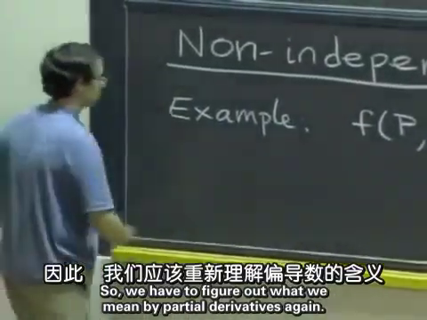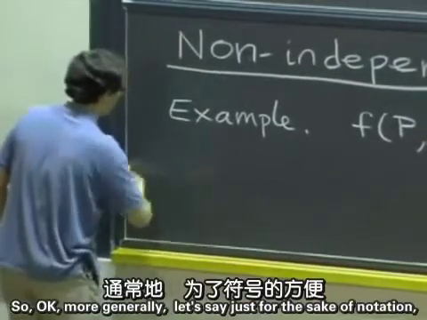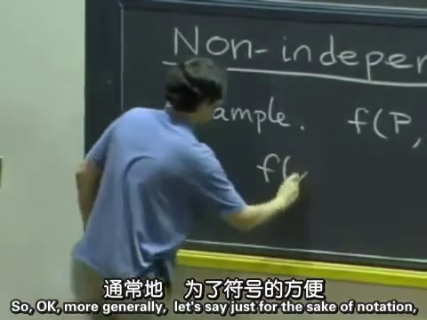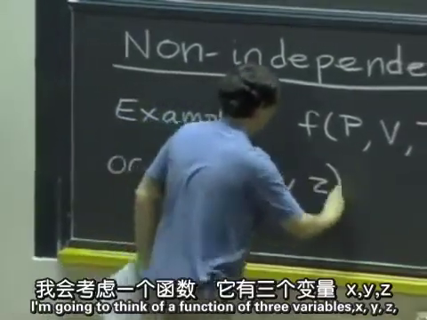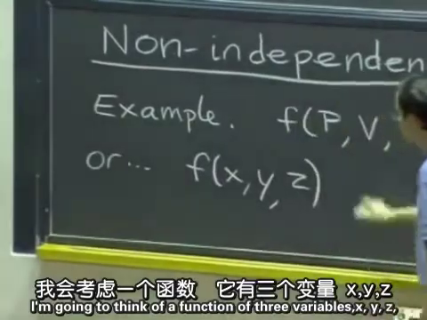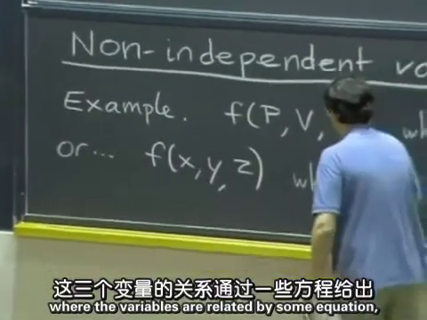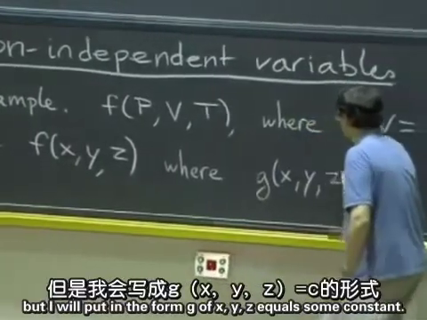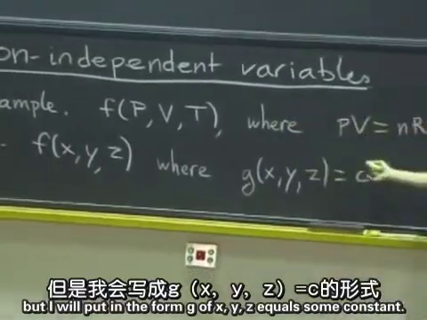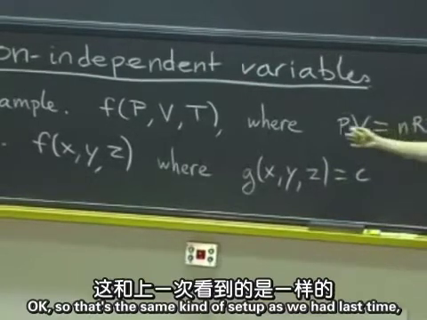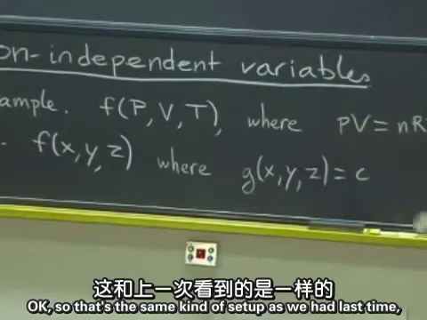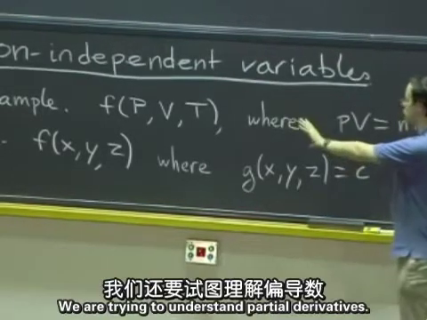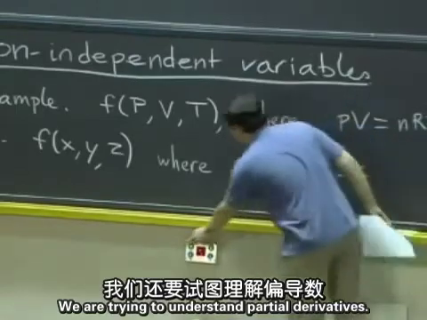Okay, I mean, more generally, let's say just for the sake of notation, I'm going to think of a function of three variables, x, y, z, where the variables are related by some equation that I will put in the form g of x, y, z equals some constant. Okay, so that's the same kind of setup as we had last time, except now we are not just looking for minima and maxima, we are trying to understand partial derivatives.